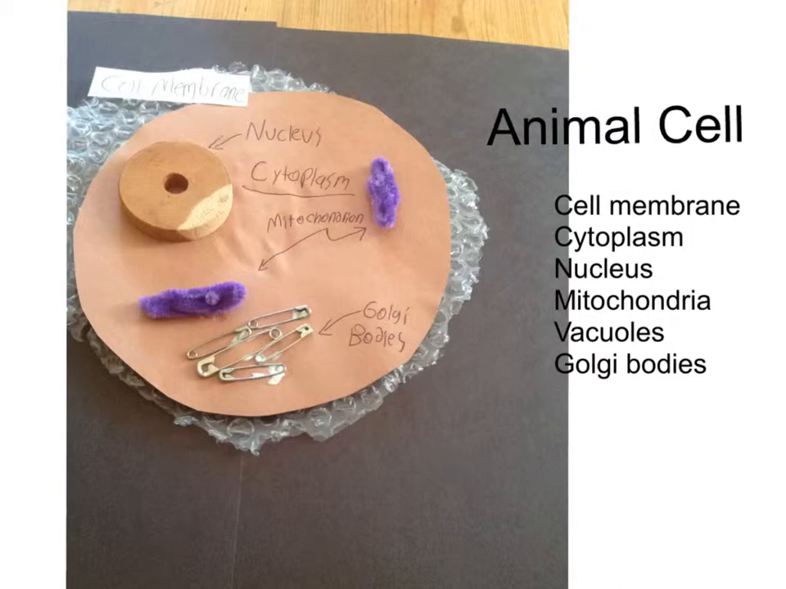The nucleus or control center determines what the animal cell looks like, and the mitochondria make food. Vacuoles in animal cells are much smaller than those in plant cells because animal cells can move to get more food, so do not need to store as much. Another part of the animal cell is the Golgi bodies. These help move things in and out of the cell.